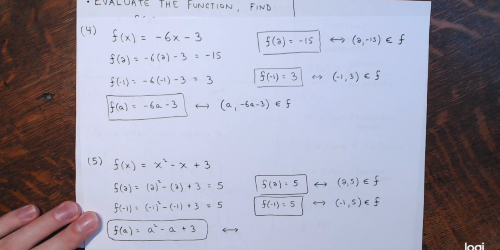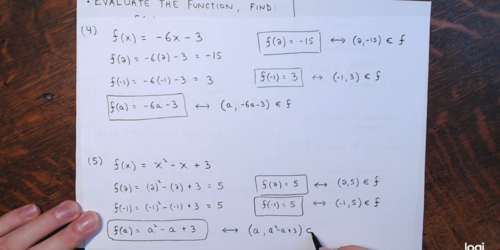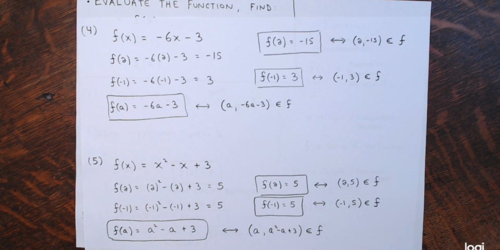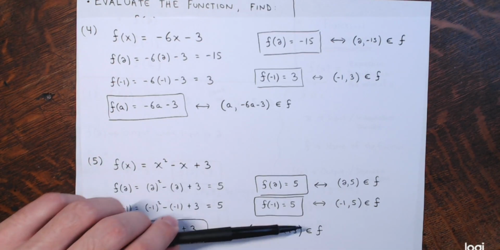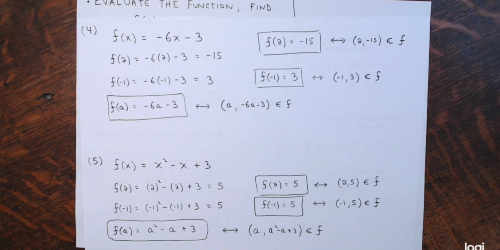And again, an equivalent statement to this would be any ordered pair that looks like the following: a for the x value, comma, and then a squared minus a plus 3 for the output, the second coordinate. This ordered pair belongs to the function called little f. Okay, so I'm going to stop doing this now with the ordered pairs belonging to the function. I'm hoping by now you understand this. So now I'm just going to write down from here on out the values that they're looking for.